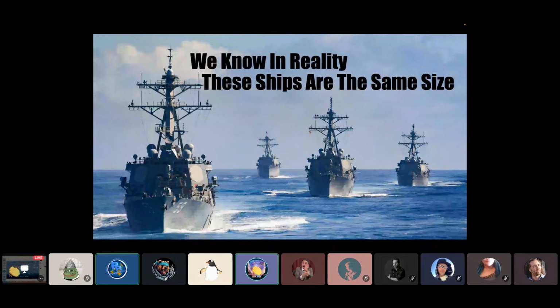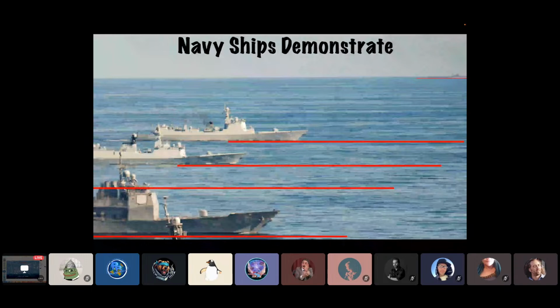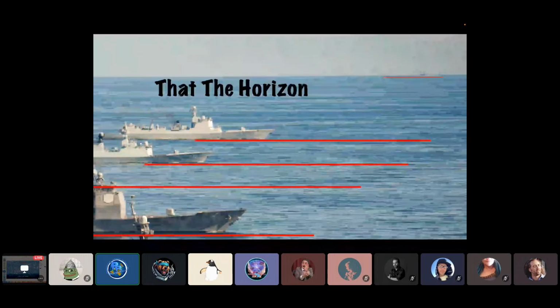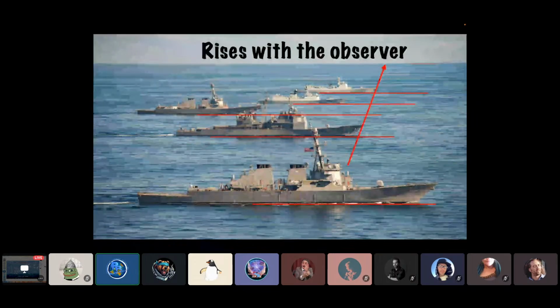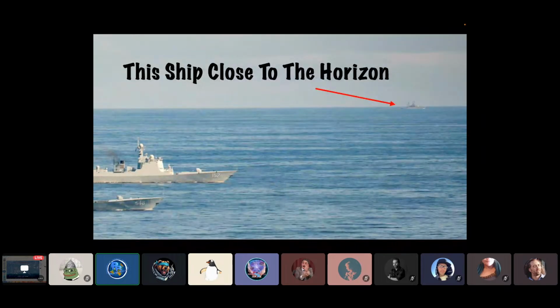So yeah. So in reality, we know that they're all the same size. So now we're just going to have a look at a few different Navy ship formations, and they all follow the same pattern. All right. Navy ships demonstrate that the horizon rises with the observer. So we see that ship there on the right.